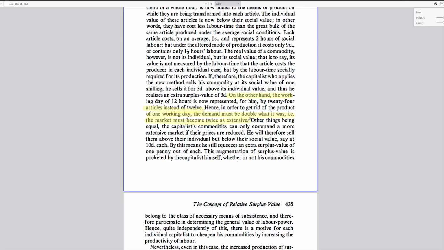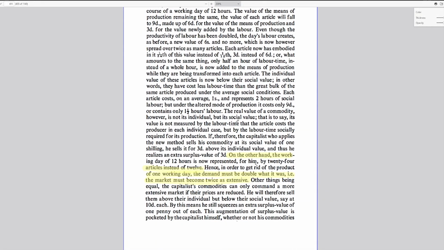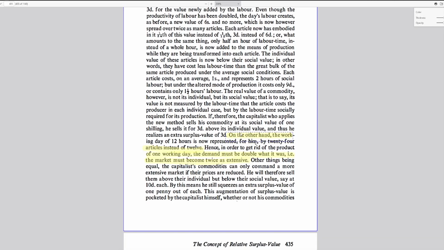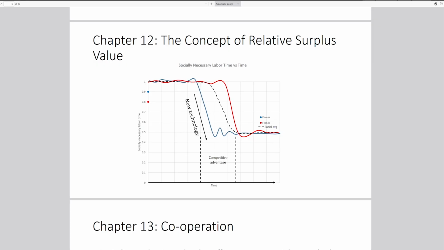So yeah, if your labor is more productive and you make, let's say, 24 articles instead of 12, then in order to sell that, actually, I think I got it mixed up. This is an example of technology, right? Of like increasing productivity. Yeah, I think so. Yeah, I got it mixed up. That's right. That was my next slide, I guess. So I'll get into this graph in a second.